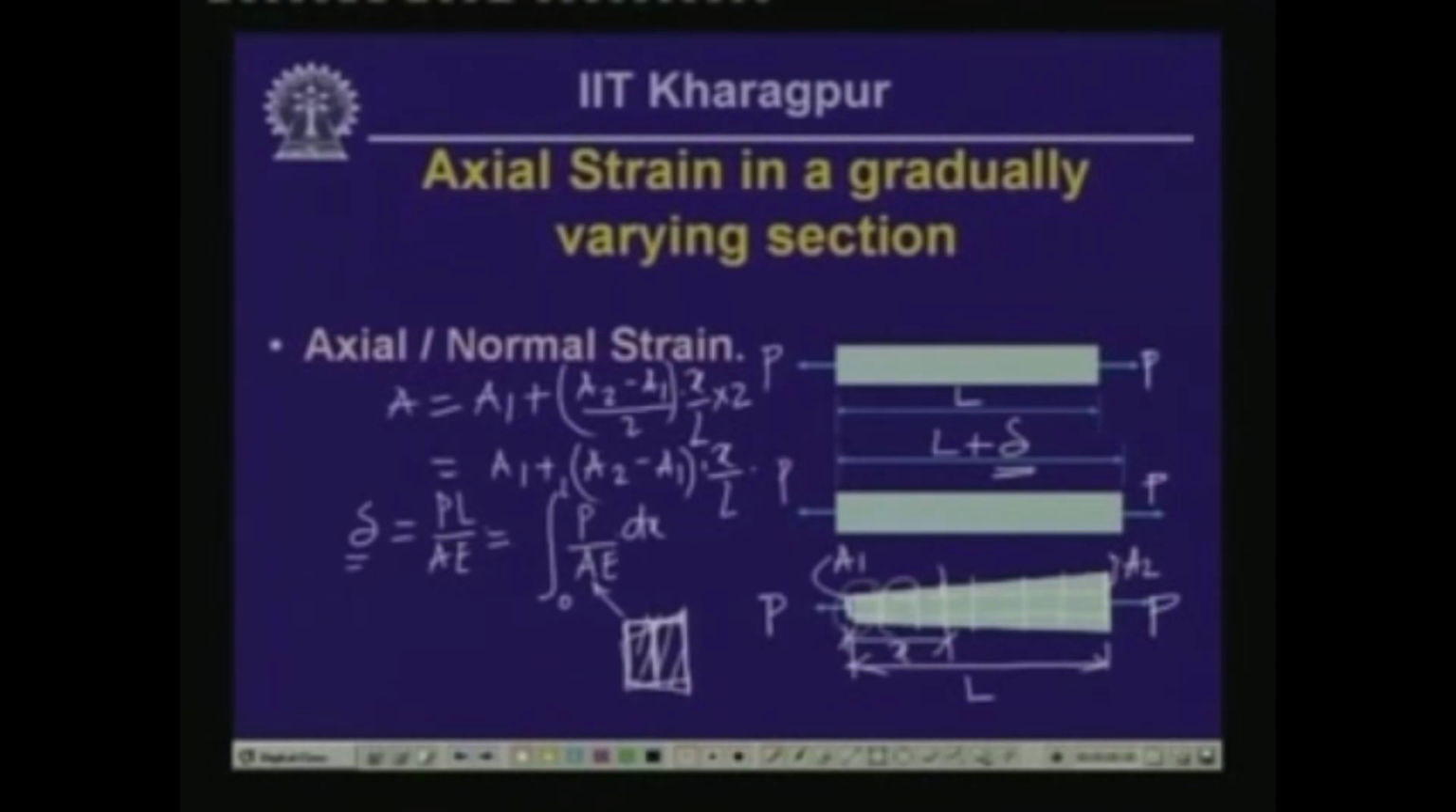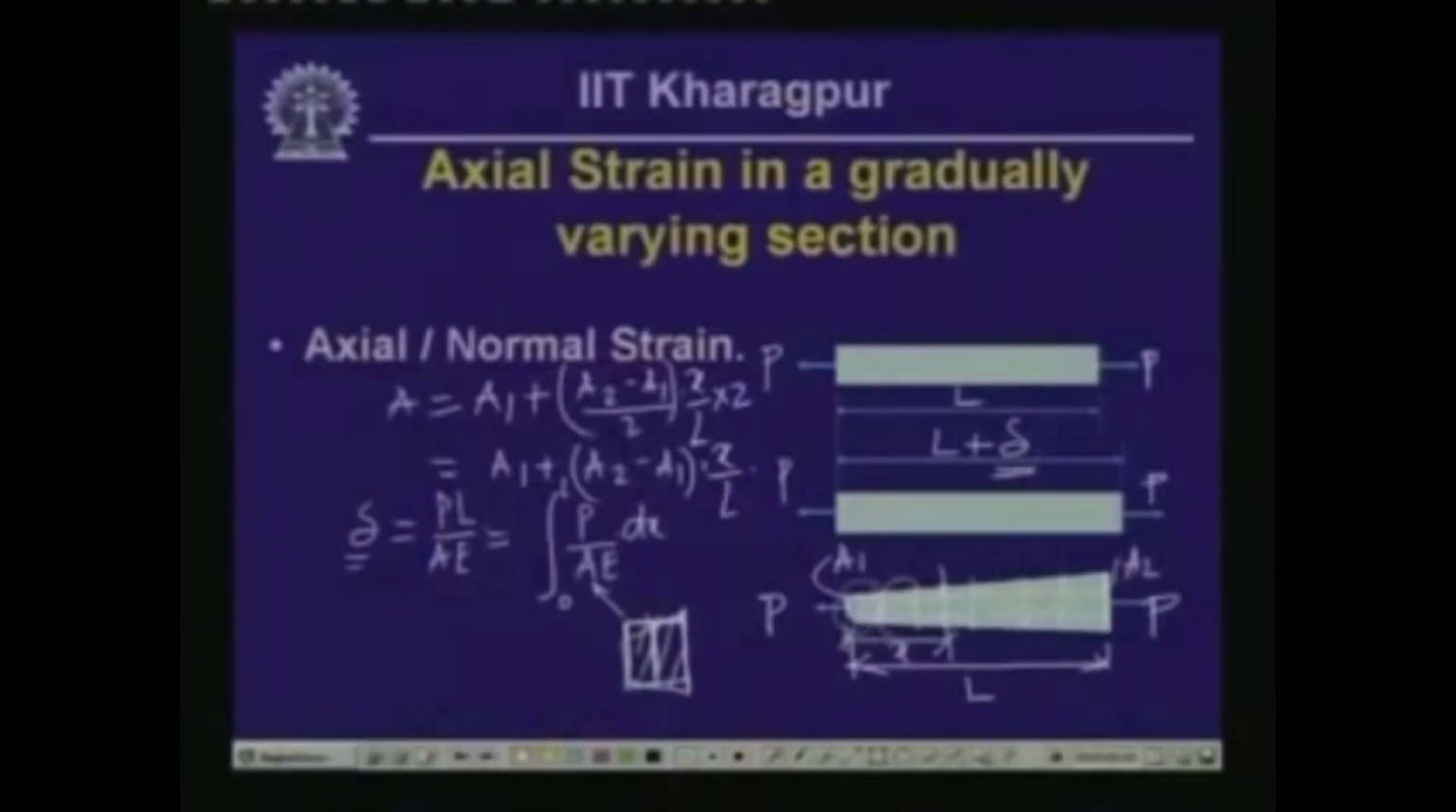But since we are dividing the whole bar into a number of segments, and we are approximating that the area is the average of the two ends, it is expected that we may get a little error in it. However, instead of going for a rigorous calculation, we can sometimes compute the elongation in the bar in this manner. However, for a precise analysis, the deformation delta should be computed using this expression.